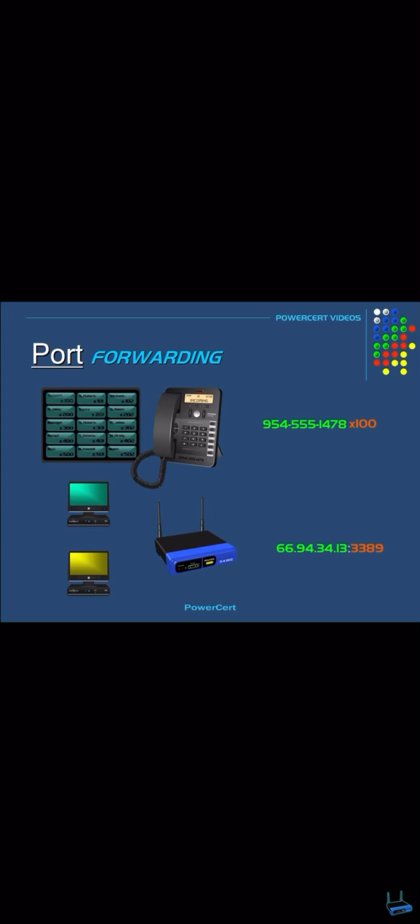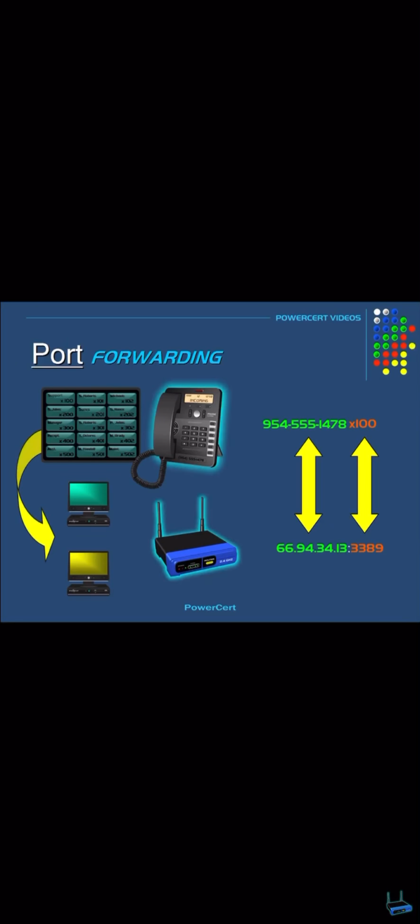So in a network, the IP address is similar to a phone number, and the port number is similar to an extension. The router represents the phone, and the computers within that network represent different departments.